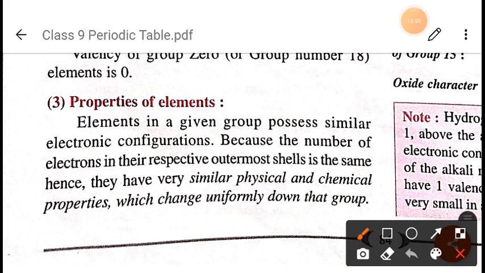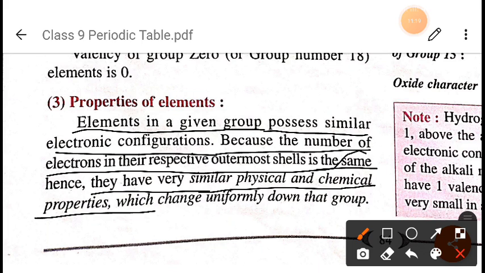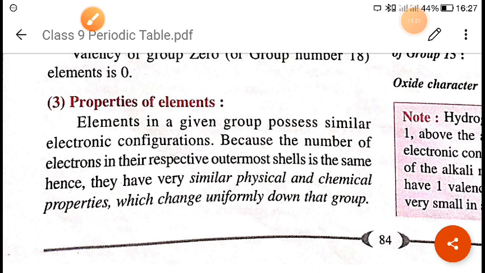So I hope you have understood this, that elements in a given group will possess a similar electronic configuration, 2, 8, 8, 1, right? Because the number of electrons in their respective outermost shell is the same, we can say they have very similar physical and chemical properties which change uniformly down the group, right?